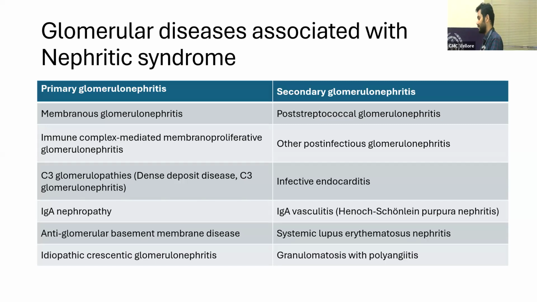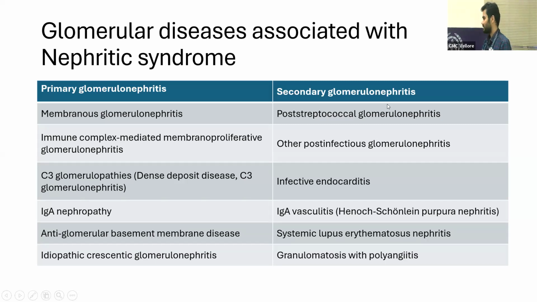So like membranous nephropathy and immune complex mediated MPGN, C3GN, IgA nephropathy. IgA nephropathy is primarily a nephritic syndrome, but very rarely, less than 5%, can present with nephrotic syndrome also. And anti-GBM disease, anti-glomerular basement membrane disease, and idiopathic crescentic GN. So these can present like RPGN also, rapidly progressive renal failure.